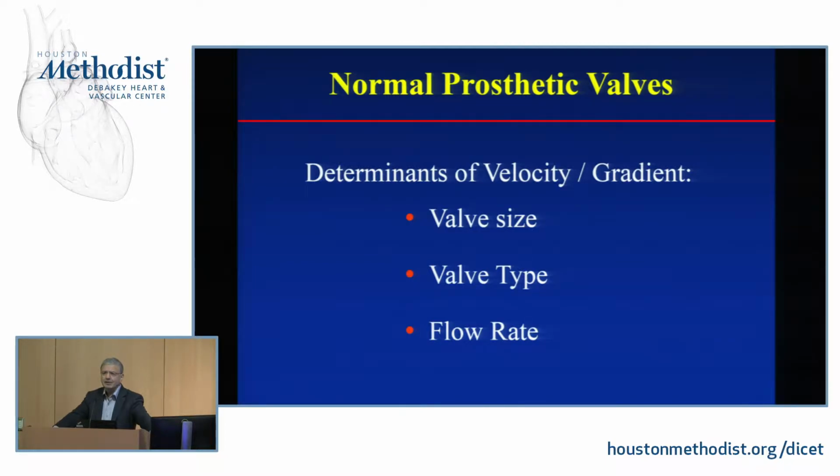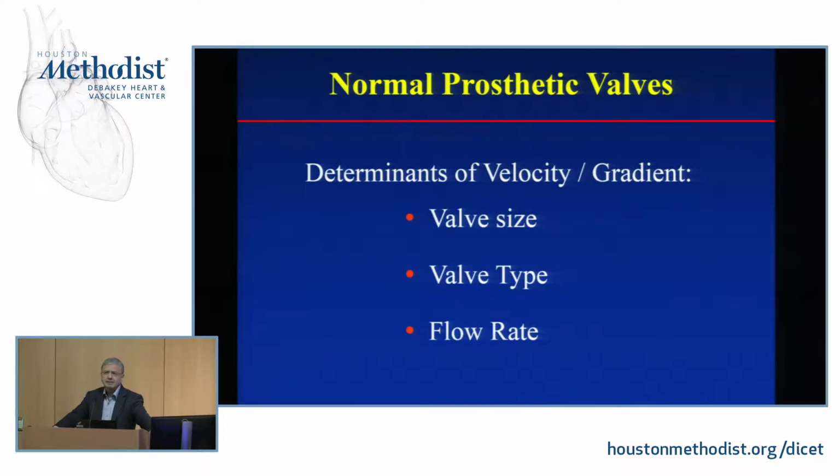Point number one today, for any of you, irrespective of what you're doing, imager, etc., these are the three crux material pieces of information that you need to figure out what these valves are about. One, size matters here. The smaller one, you're going to have a higher velocity, higher gradient for the same flow. Two, you need to know what the valve type is.